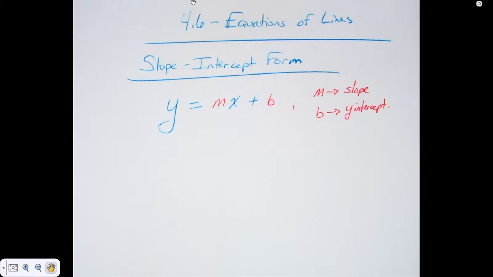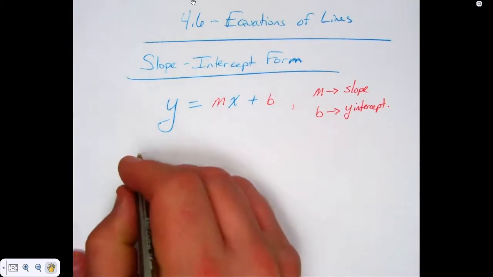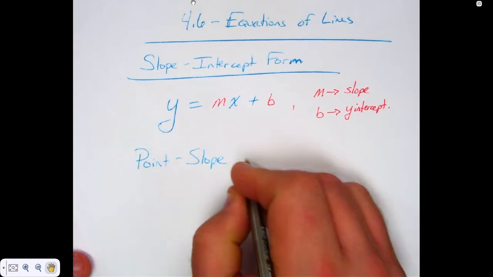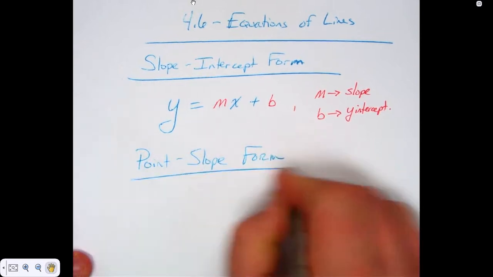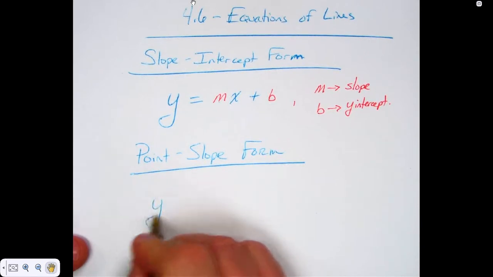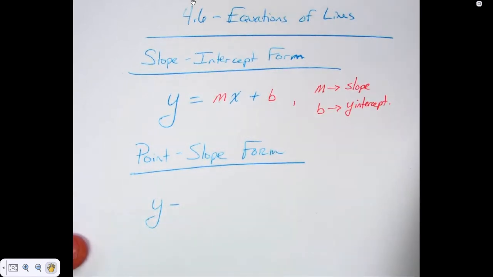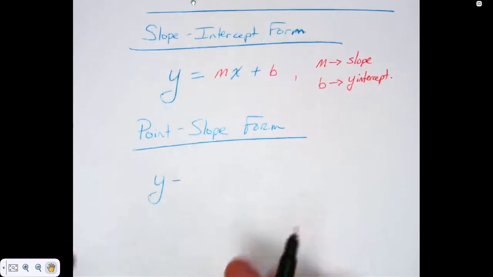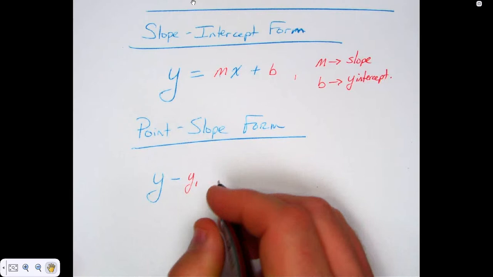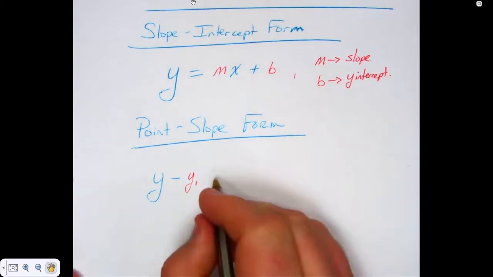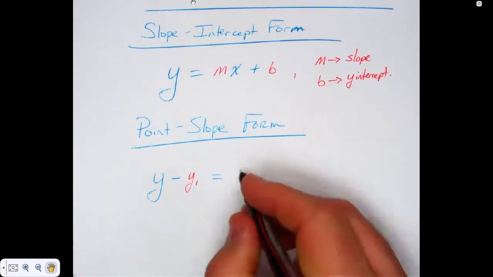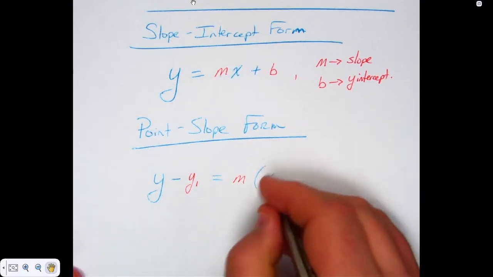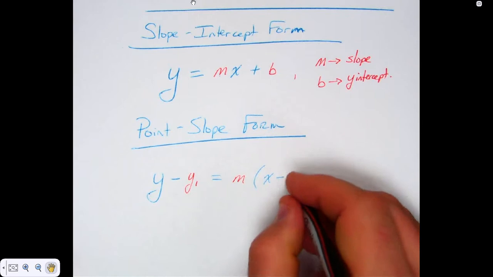Now, another one I want you to remember, point-slope form. This one you won't remember as well. y minus y1 is equal to m times parentheses x minus x1.